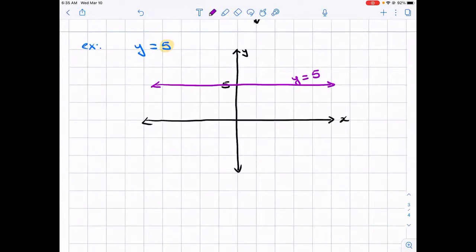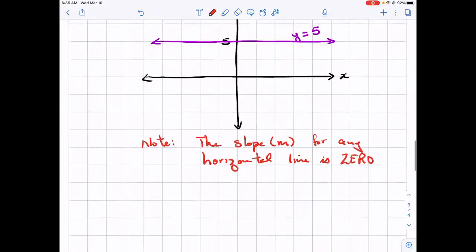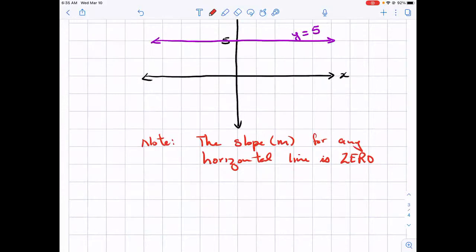So note, the slope, which is m, for any horizontal line is 0. Because the slope measures the steepness of the line, how steep the line is. So the slope is 0 for any horizontal line. Doesn't matter what it is.